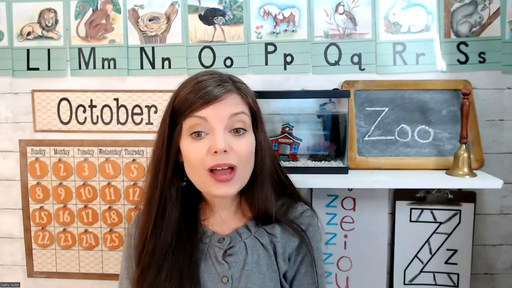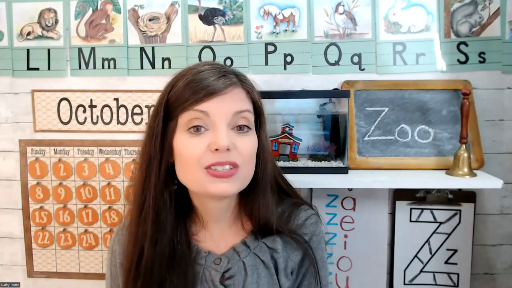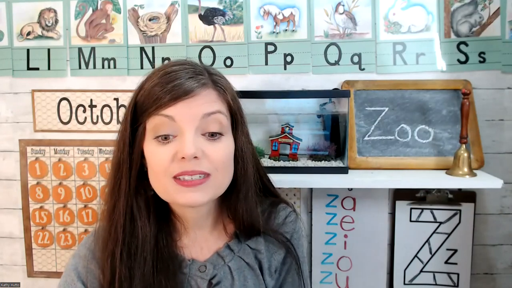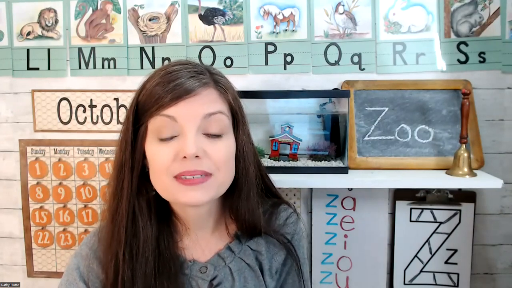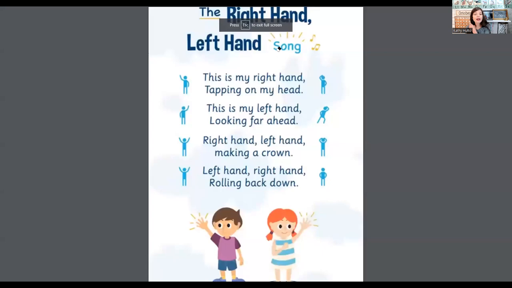Well, you did a great job with our math time today. We did zoo patterns, and now it's time for us to do social studies, and we're going to have some map skills today for our social studies time. That's what we'll learn. Before we do that, though, I want to teach you your right from your left.